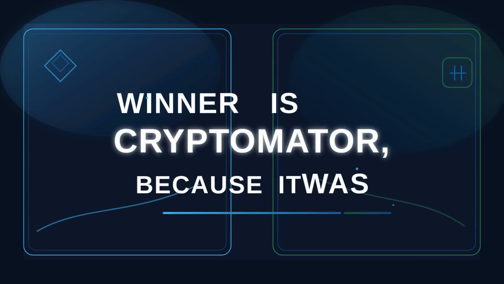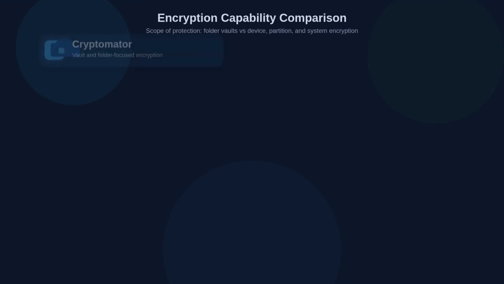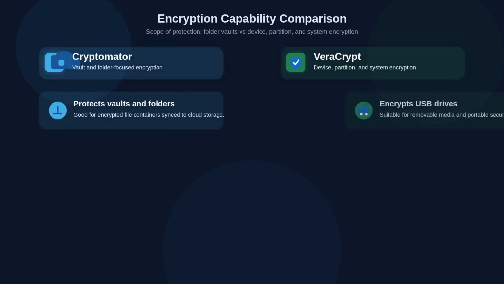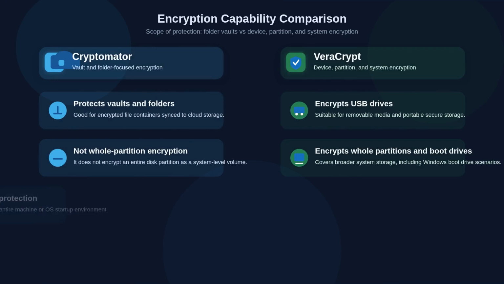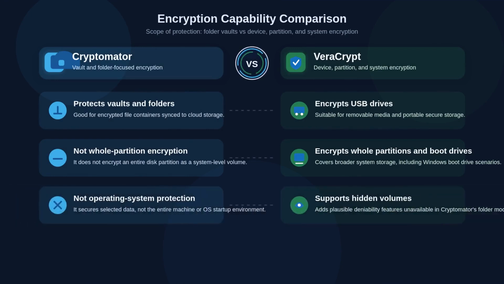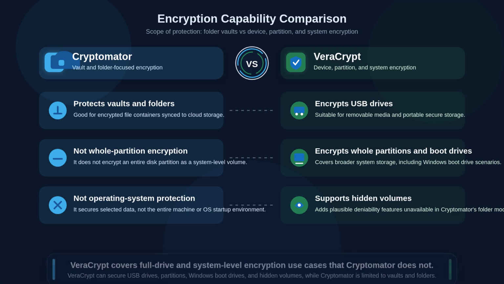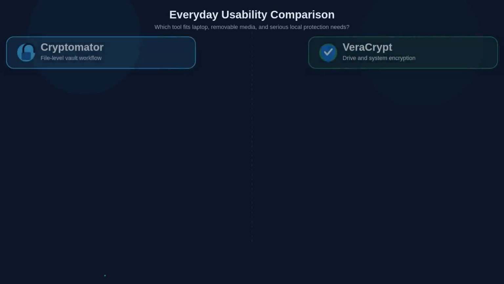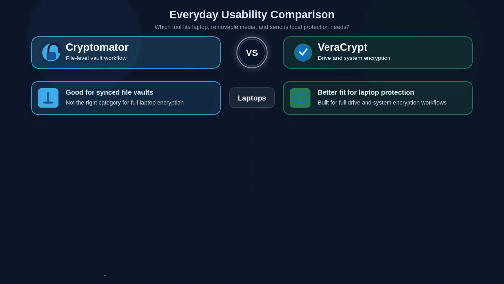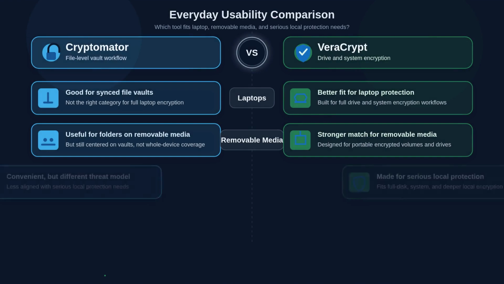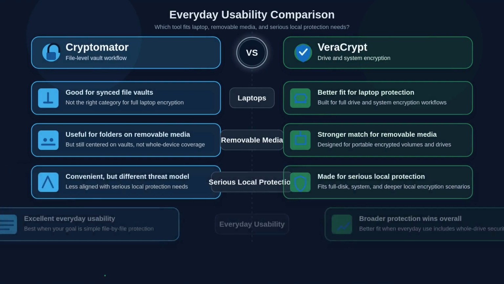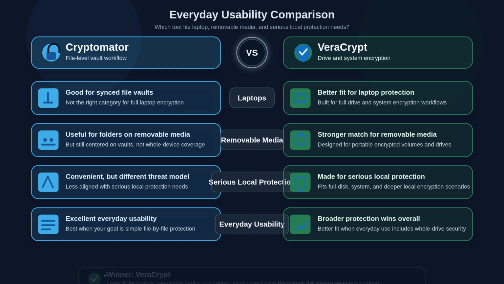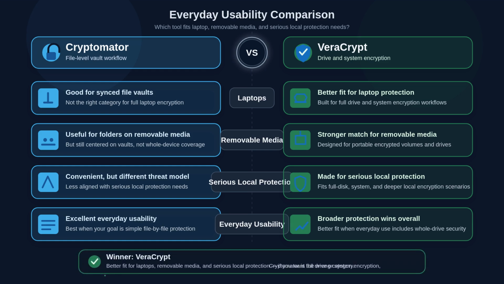Second, device level protection. VeraCrypt can encrypt a USB drive, a whole partition, or a Windows boot drive, and it also offers hidden volumes, while Cryptomator only protects vaults and folders instead of your entire machine or operating system. That makes VeraCrypt the better fit for laptops, removable media, and serious local protection. Winner is VeraCrypt, because if you want full drive or system encryption, Cryptomator is the wrong category.